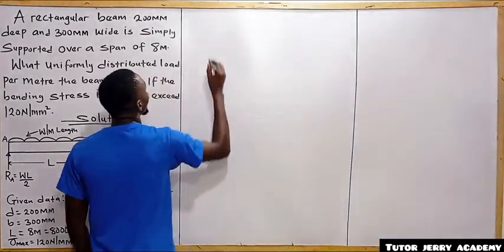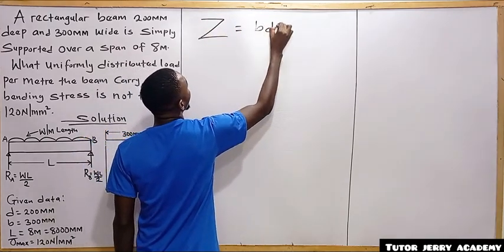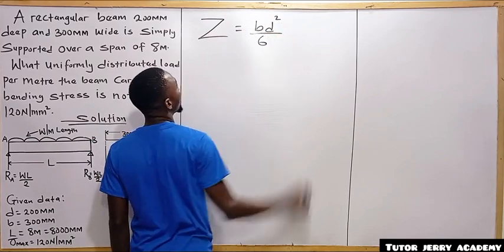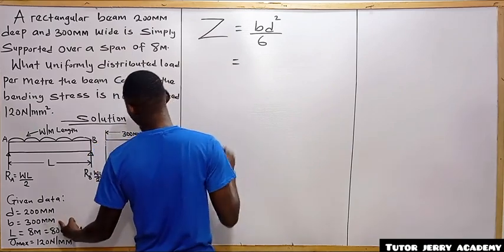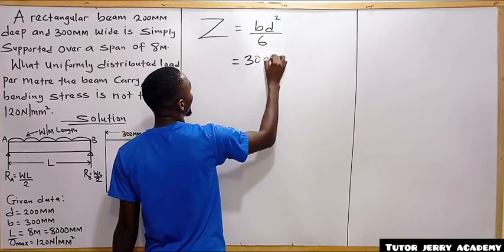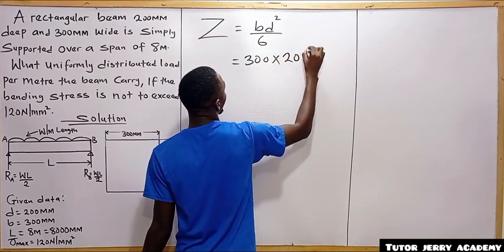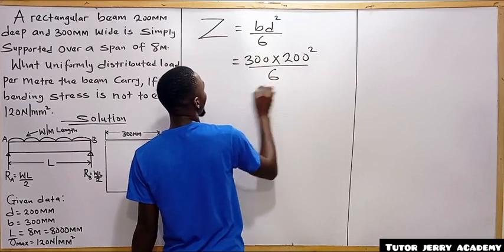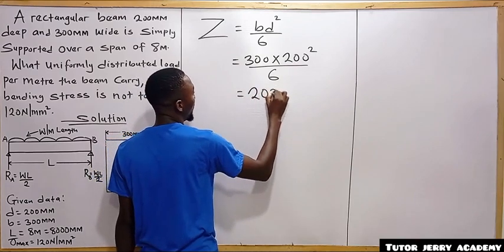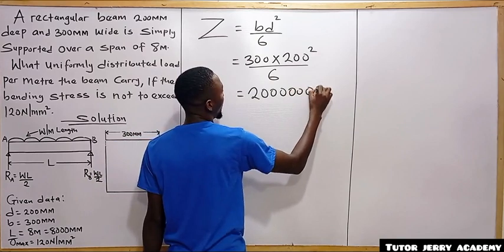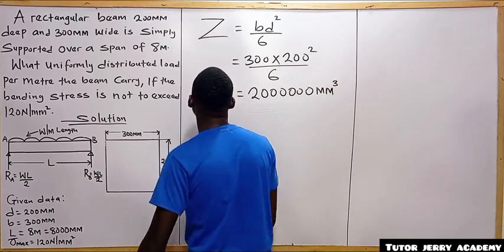So we know that Z is equal to BD square over 6. The next thing we are going to do is to substitute. Our B is 300 multiplied by D, D is 200, so we have 200 square divided by 6. If you press this correctly, your answer is going to be 2 million mm cubed. So that will be the sectional modulus.